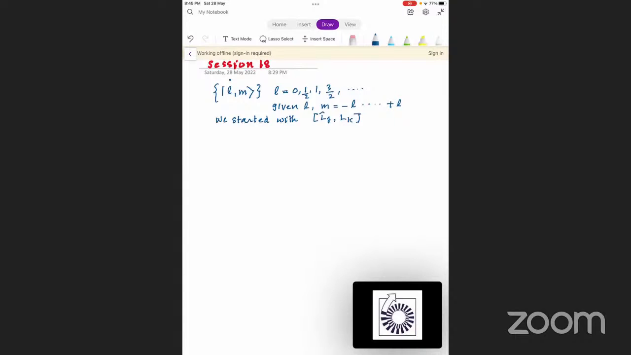But angular momentum, that is L, is defined as R cross P.